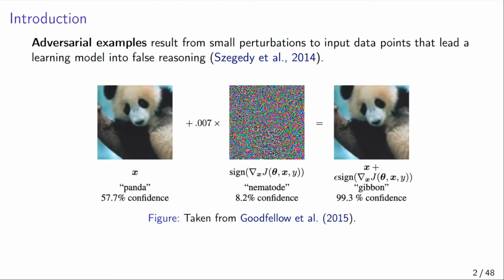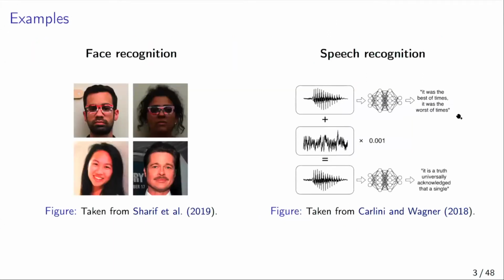And of course, this is a problem because we as humans clearly would classify this image as a panda, and the neural networks do not. We see that there are some vulnerabilities in terms of their ability to generalize to unseen examples. Here are a couple of real-world examples of where adversarial examples play a role.